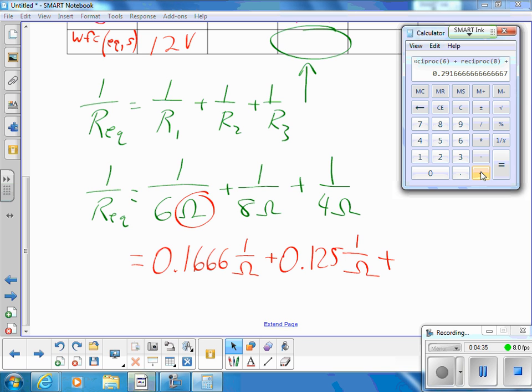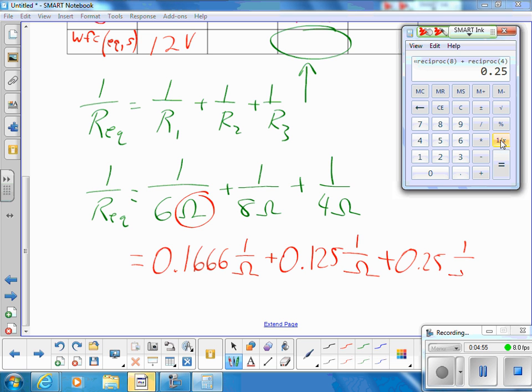So right now, my calculator display is 0.291666666, and that is because those are the two terms that I have so far added up. But I've got one more. I've got 1/4. So I've got plus, and I hit 4 and the 1 over x button, which is 0.25. So I'm going to write this down.